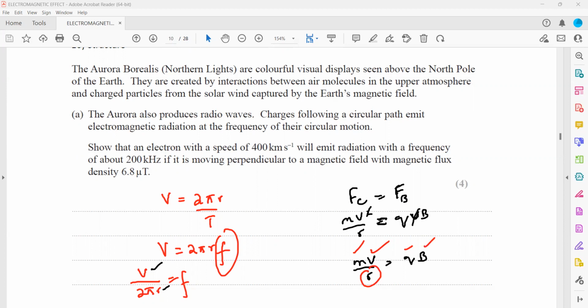So using this radius, like we got the radius here. As you can see, the speed is already there with us. So we have the speed, we have the radius. So we just substitute in v divided by 2 pi r, and we'll get the frequency.